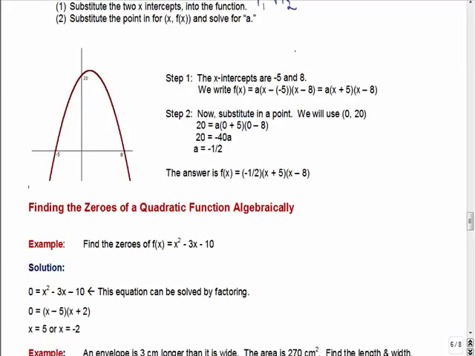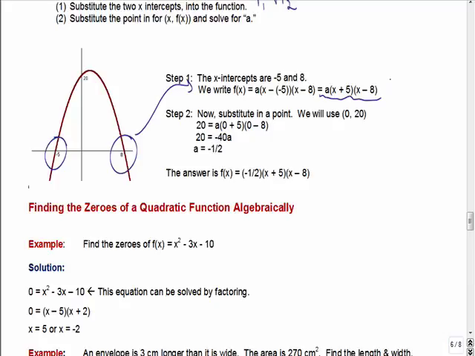Here's my example. What I know is the x-intercepts are -5 and +8. So for step 1, we write f at x equals a multiplied by x minus -5 and x minus 8. And if I neaten that up, that gives me a multiplied by x plus 5, x minus 8.